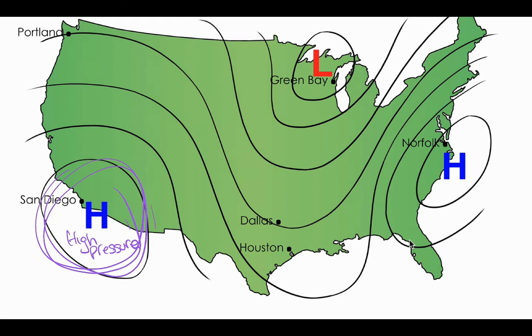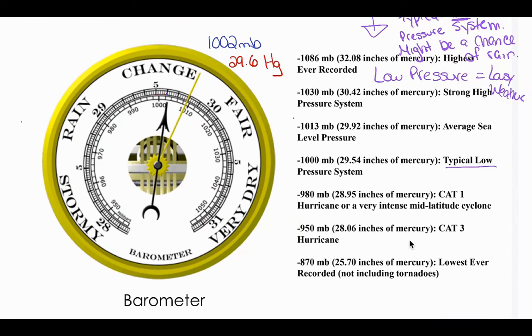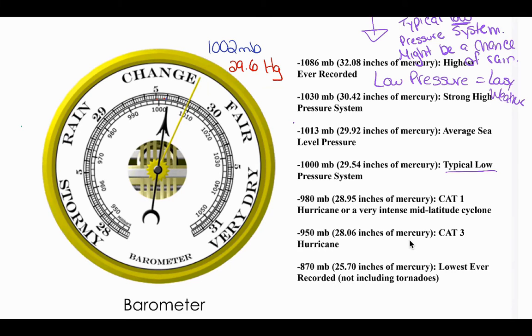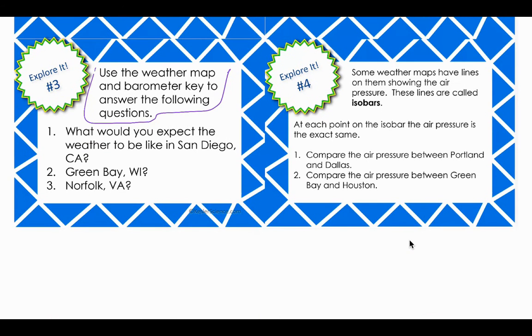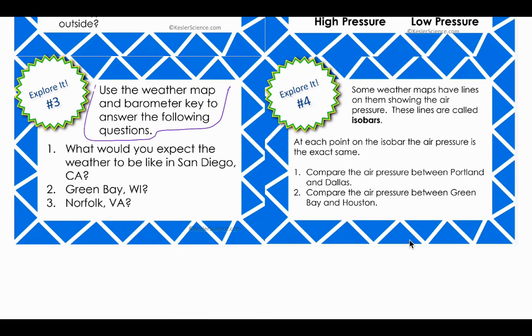And so now, because of that high pressure, I'm going to go and look at my barometer. Where would there be high pressure? So high pressure is around here. So this is probably what I would be experiencing if I was worrying about my barometer. So for this one, when I'm looking at what San Diego would be, it would most likely be clear skies, sunny, and probably fair weather, right?